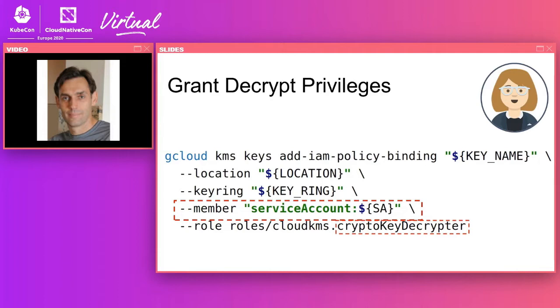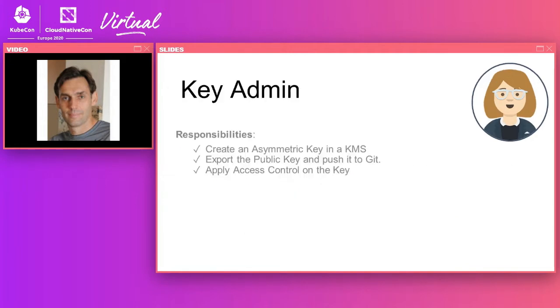Whether you are running on-prem or in cloud, your environment will most likely support the concept of a service account, an identity that is linked to a service. We will assume that such a service account already exists and that its name was supplied to the key admin by the cluster admin. And that is all that the key admin needs to do.